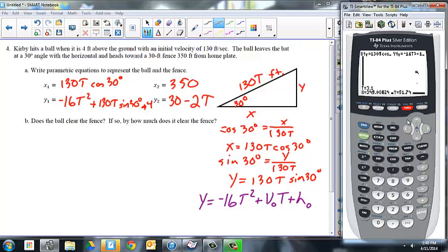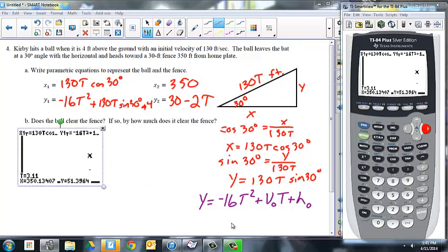So let's go to trace, and what I'm looking to see is when are we really close to 350 on the X value. Oh, we're right there. So what I look at is at 3.1, I'm a little below 350. At 3.11, I'm a little above. I'm going to take the value that's closer to 350, and that is at 3.11 seconds.